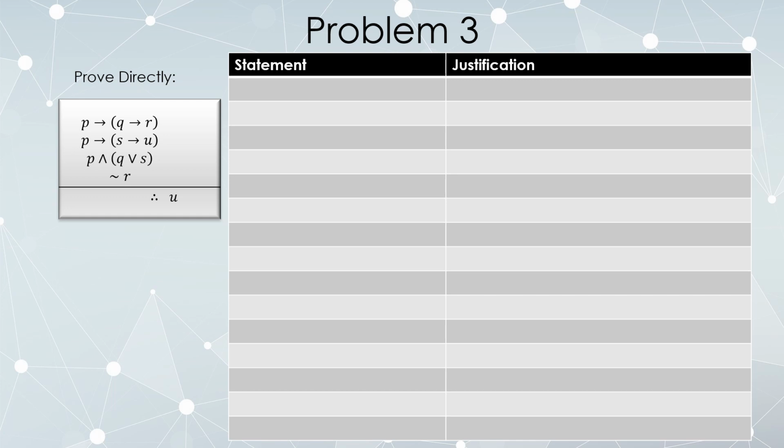Moving on. Okay, it looks like we got some more stuff to work with here. So P implies Q implies R for line 1. For line 2, P implies S implies U. For line 3, P and Q or S. And for line 4, not R, and these are all givens.